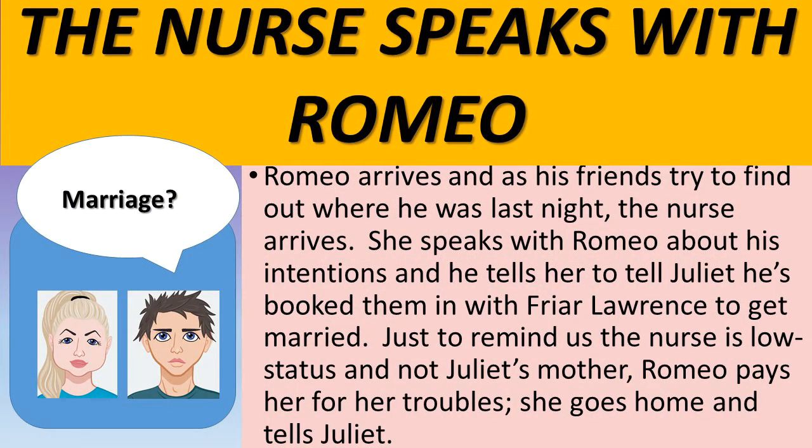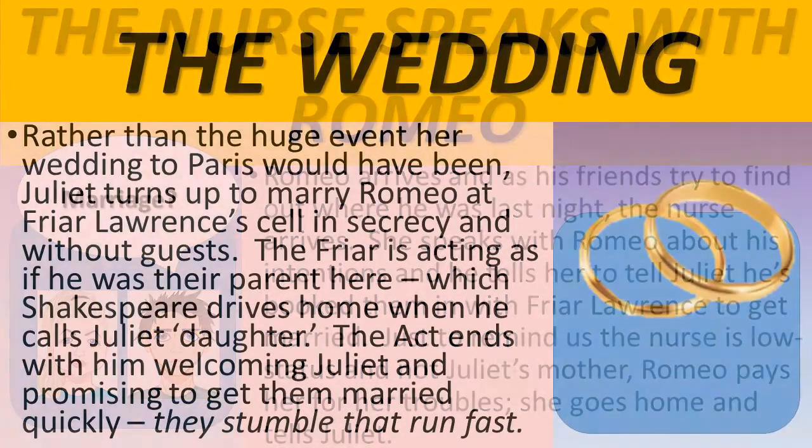Then the nurse goes and speaks with Romeo. So we've got Friar Lawrence deciding that he's going to marry the pair, and now the nurse going to see Romeo to find out his intentions. Romeo arrives as his friends try to find out where he was last night. The nurse then turns up and speaks with Romeo about his intentions. He tells her to tell Juliet he's booked them in with Friar Lawrence to get married. Just to remind us, the nurse is low status and not Juliet's mother, though she's acting as if she is. Romeo pays her for her troubles. She goes home and tells Juliet.